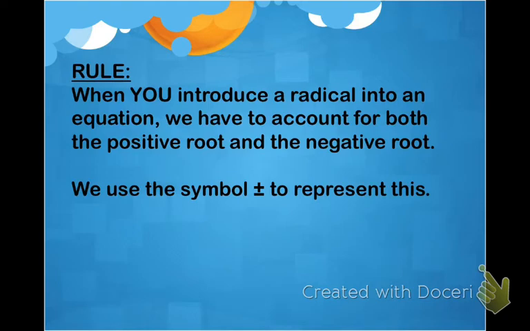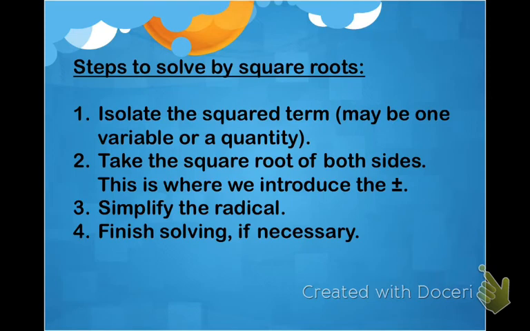The square root of 25 is 5. But if I said, what values of x would make x squared equal 25? Well, there's 2 possibilities there. So when you introduce that radical, that square root, that's when we have to account for both of these things. Now, I know that you have seen this symbol recently, but we use this plus or minus to represent both of those possibilities.